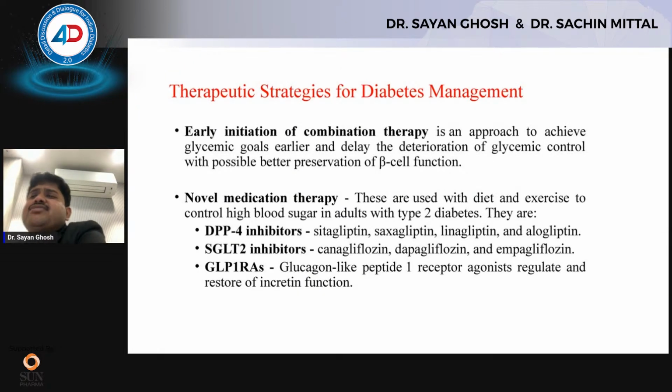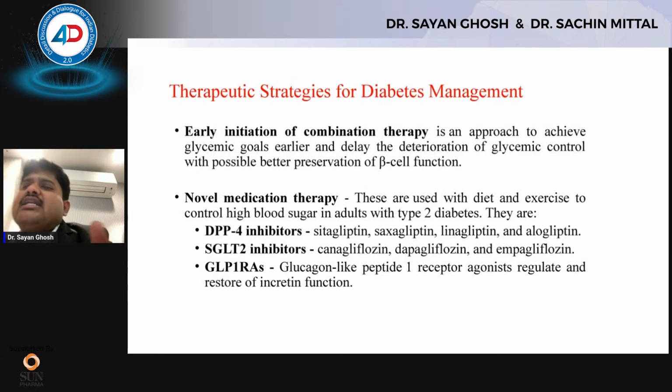So therapeutic strategy for diabetes management is very much mandatory. Early initiation of combination therapy, because you have to reduce the blood glucose level very fast. Obviously, if there is any active infection, the always preferred option is insulin therapy initiation. So initiation of insulin is mandatory for any active infection present, if the diabetic foot ulcer patient has a very high blood glucose level. If there is no active infection, we can control with oral medication also, but we should start with dual therapy or combination therapy.